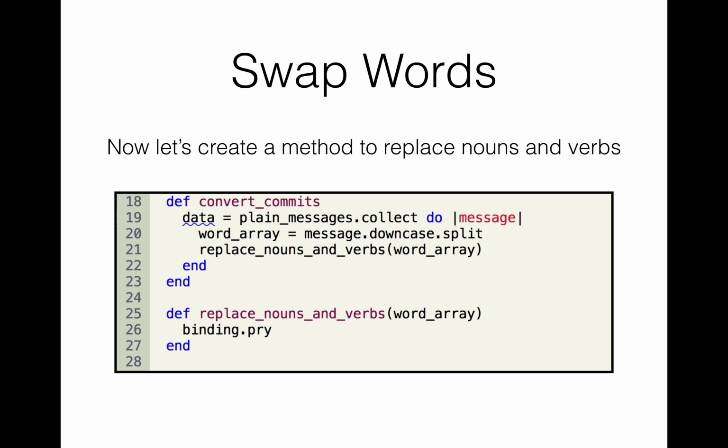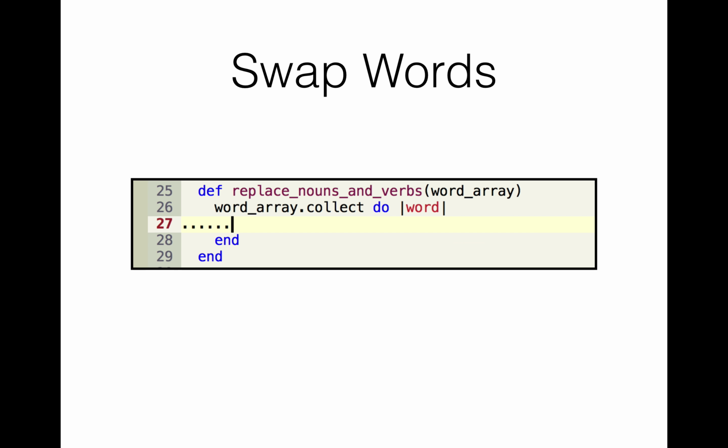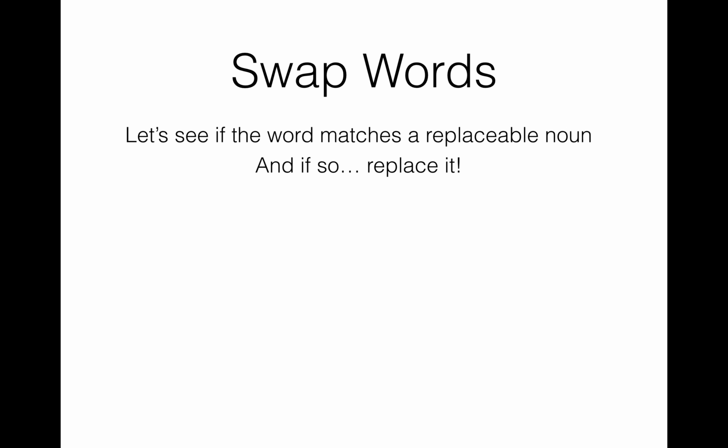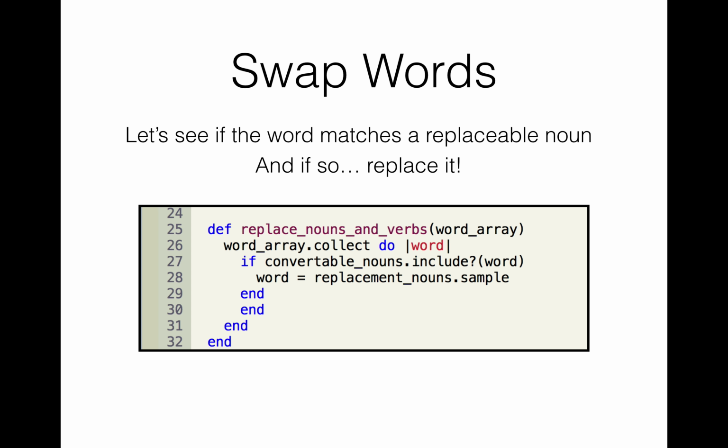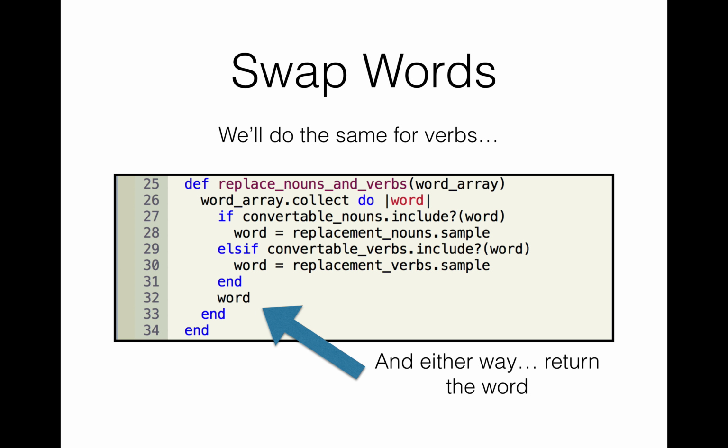We know what we want it to do, but how exactly are we going to do it? Well, let's think about it. We're passing it a word array, and we're collecting it, another enumerable. Let's see if the word matches a replaceable noun, and if so, we want to replace it. So word_array.collect do |word|: if convertible_nouns includes the word, then the word equals replacement_nouns.sample. .sample is something you call on an array to grab a random item out of it. Else if convertible_verbs includes the word, then the word equals replacement_verbs.sample. And then we return the word.